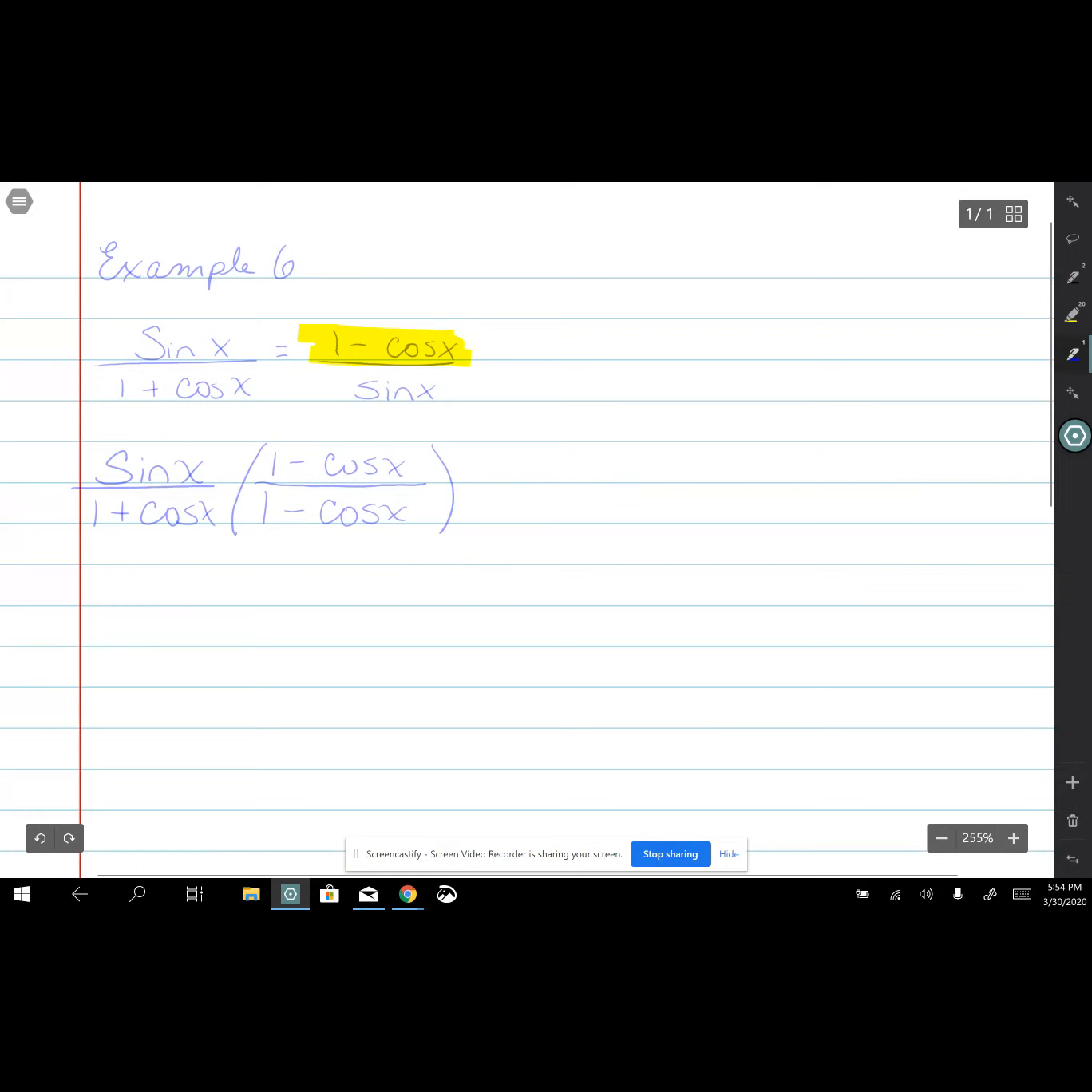Okay? So now, when we go through this process, on top we wind up with sine of x times 1 minus cosine of x, all over this. Because it's a conjugate, it's a difference of 2 squares. So remember, if you have a minus b times a plus b, the same thing with different signs, your answer is a squared minus b squared. So we wind up with 1 minus cosine squared x.